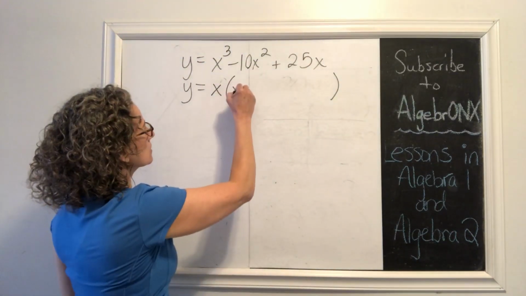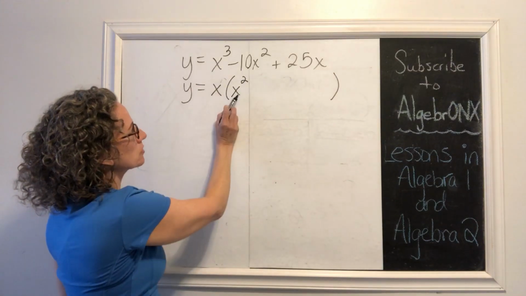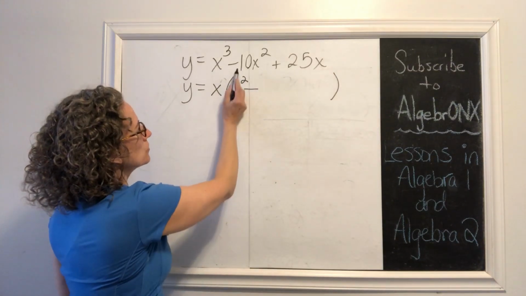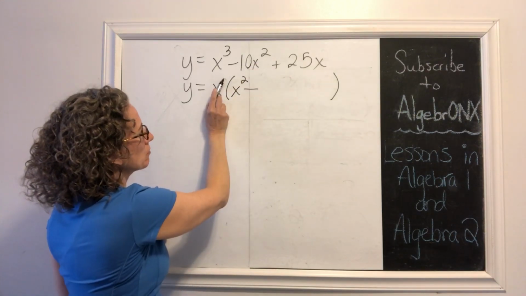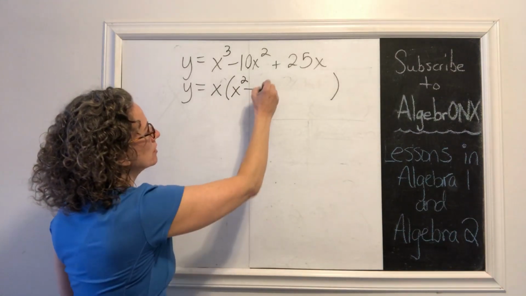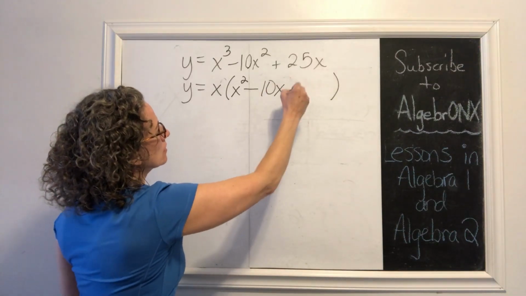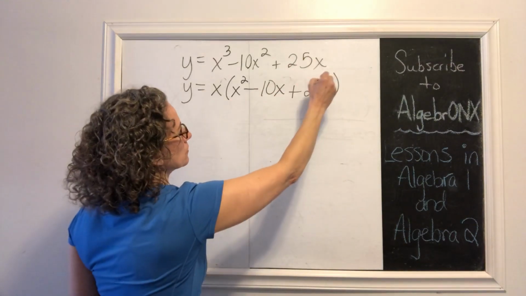So x squared is what you're left with when you divide x into x cubed. When you divide negative 10x squared by x, the exponent subtracts: this exponent minus this exponent, which is understood to be 1, leaves you with negative 10x. And when I take 25x and divide by x, I'm left with 25.